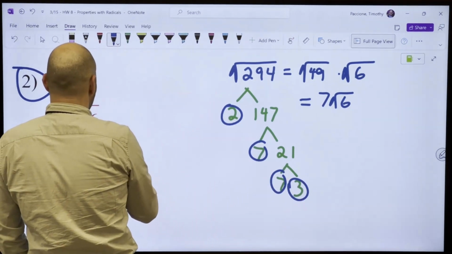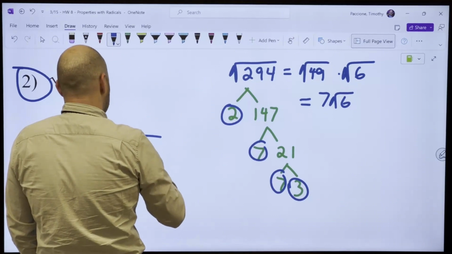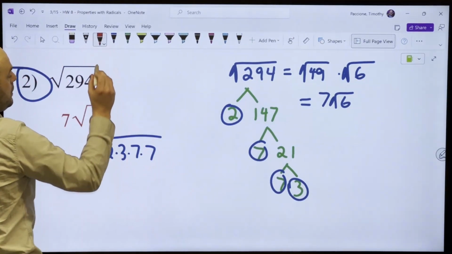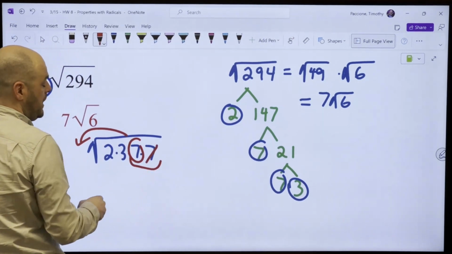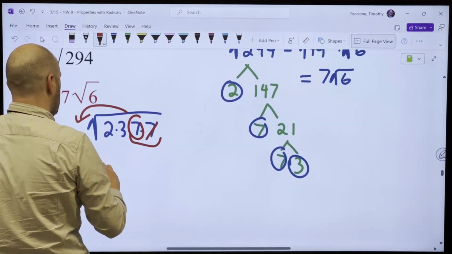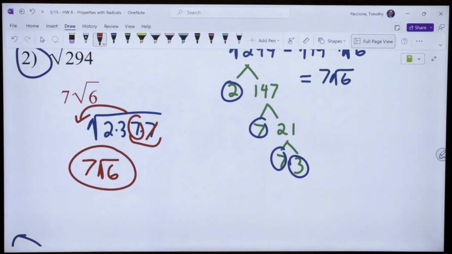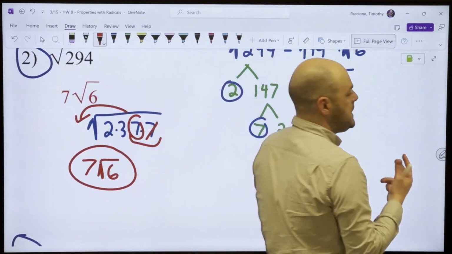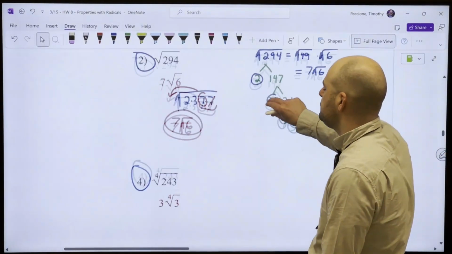This becomes square root of 2 times 3 times 7 times 7. Okay, I look for that pair. I found it. 1 comes out, 1 goes away. I end up with 7 square root of 6. Okay, so look for those clues. Like if it's 147, that's a weird number. It's not going to divide by 2. Try 7. It's an odd number. Try 3. Like you're going to have to try a couple things. Okay. All right, next one.